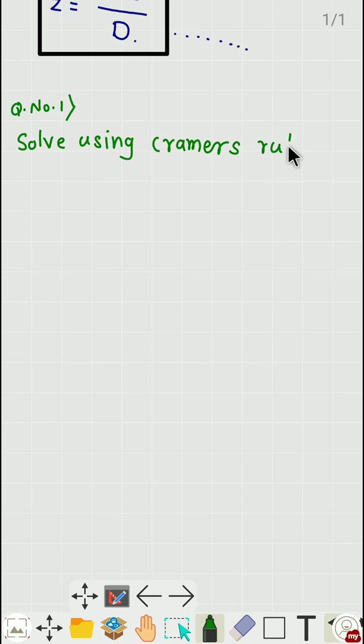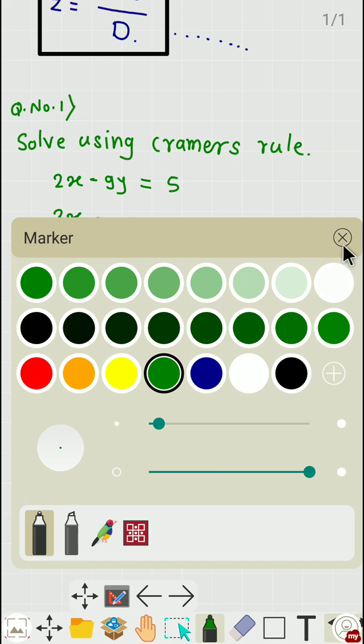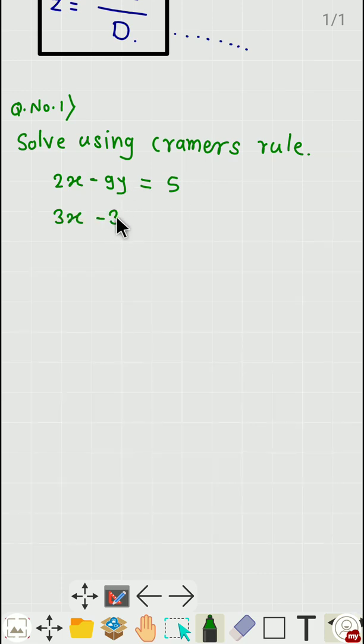What is that system? The system is given to you. It is 2x minus 9y is equal to 5. The second equation is 3x minus 3y is equal to 11.